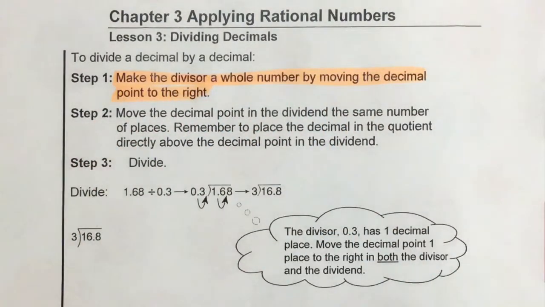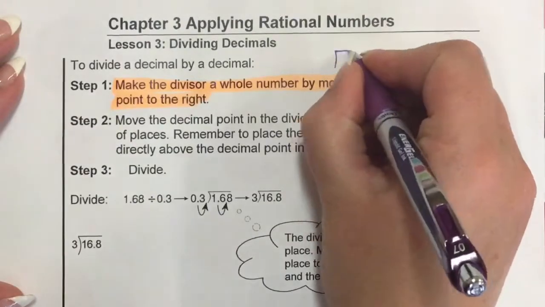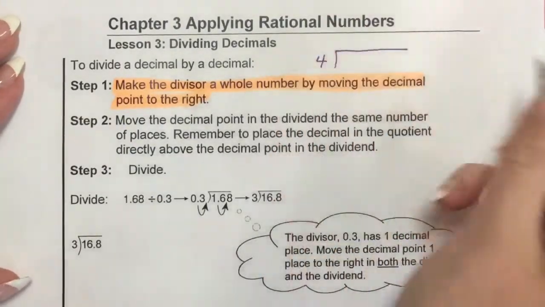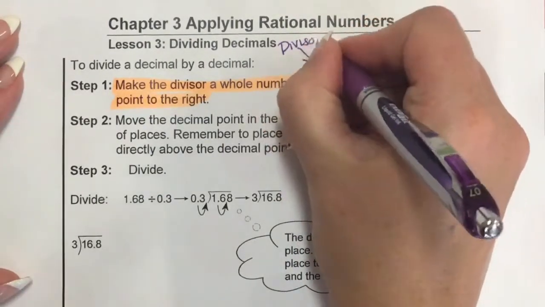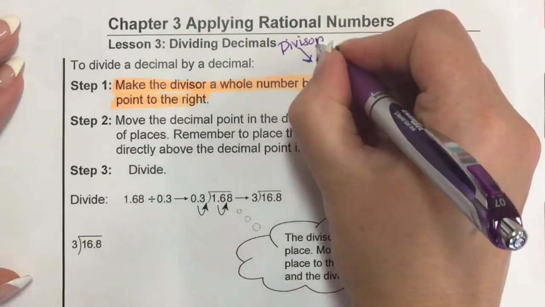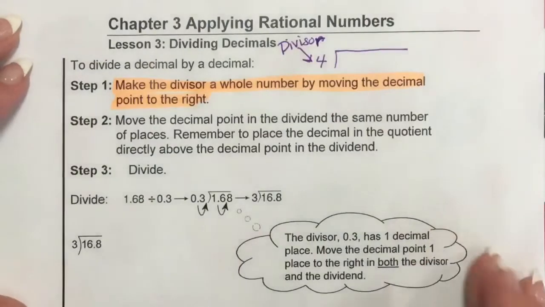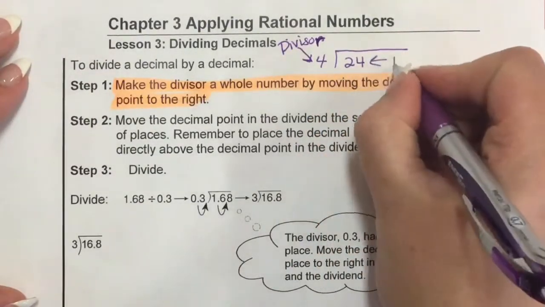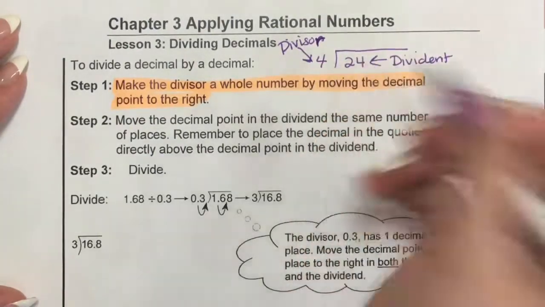Now, when it talks about divisors, let's talk about division, okay? When we are dividing and there is a number here, let's say it is 4, this is called the divisor. Divisor. There we go. That looks more like the word divisor. And the number here on the inside, that is called the dividend. Okay, so those are the names.